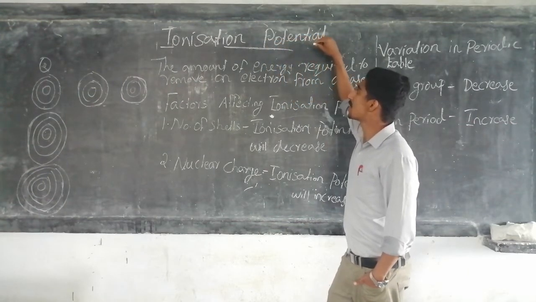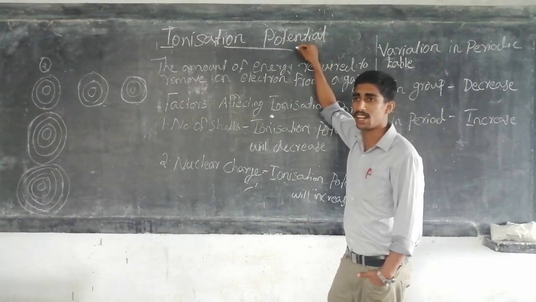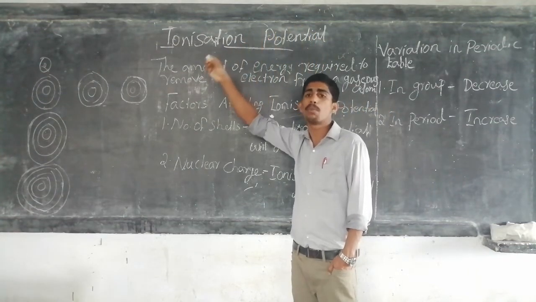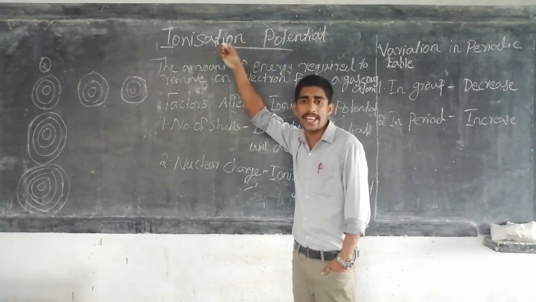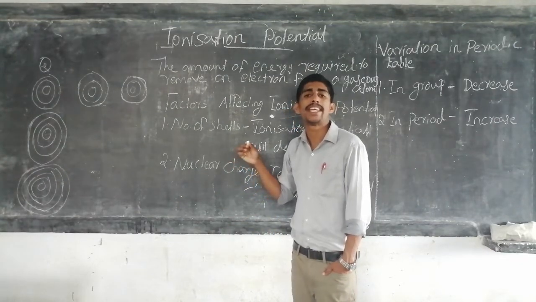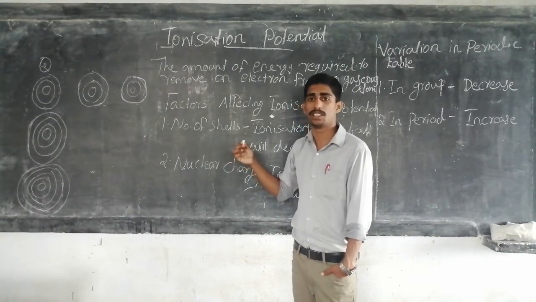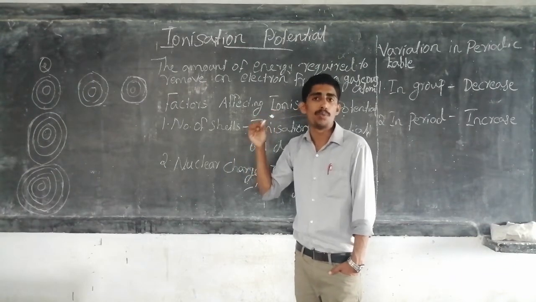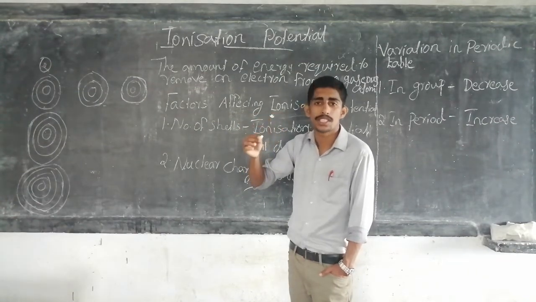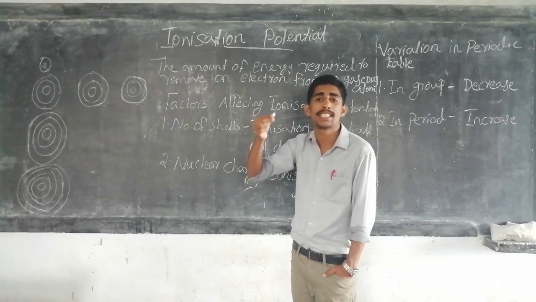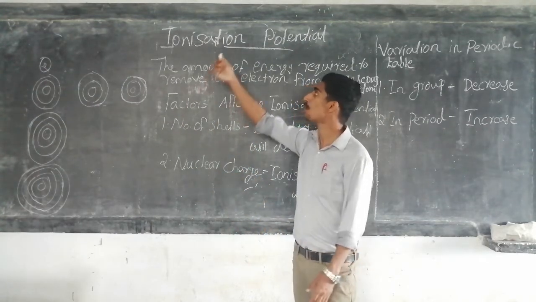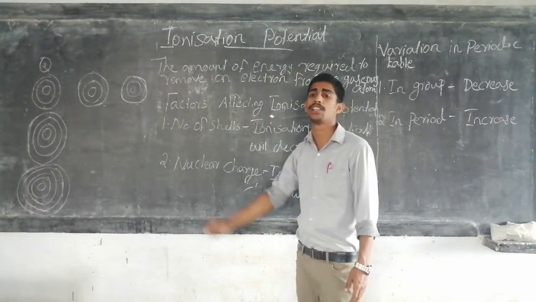Today we are going to discuss the ionization potential. Actually, what do you mean by ionization potential? We can say that ionization potential means the amount of energy required to remove an electron from a gaseous atom. That means if you want to remove an electron, we have to provide a sufficient amount of energy. That amount of energy is known as ionization potential.